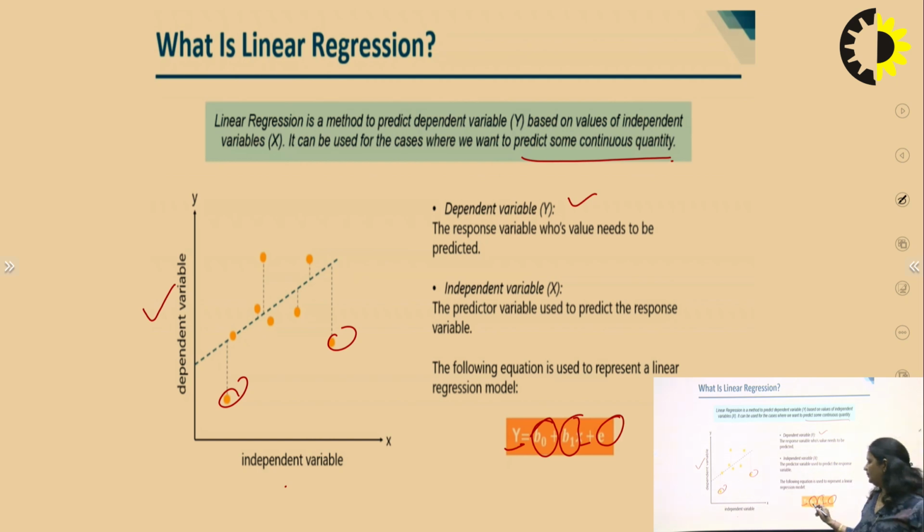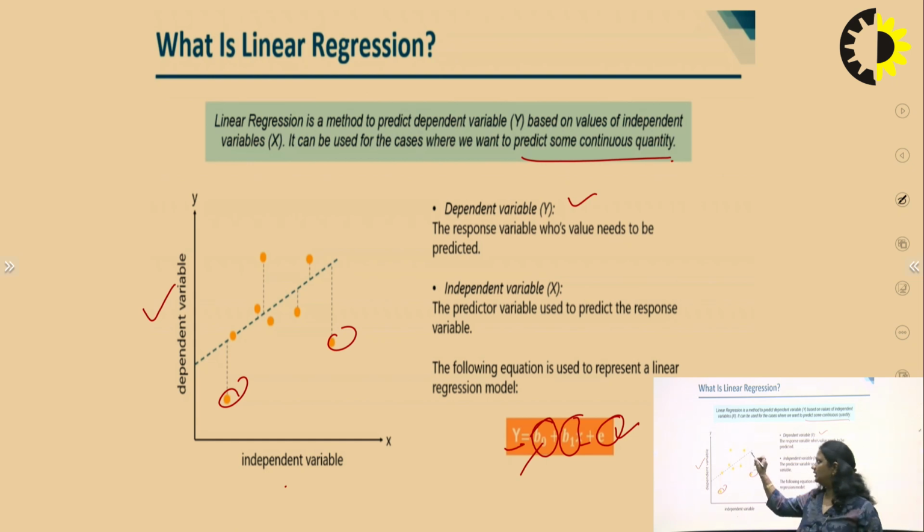So b0 is the intercept. What is the intercept? When the value of x is 0, what is the value of y? That is b0. b1 is the slope. What will be the change in the value of y when there is a unit change in the value of x? And e is the error, or we can say outliers.